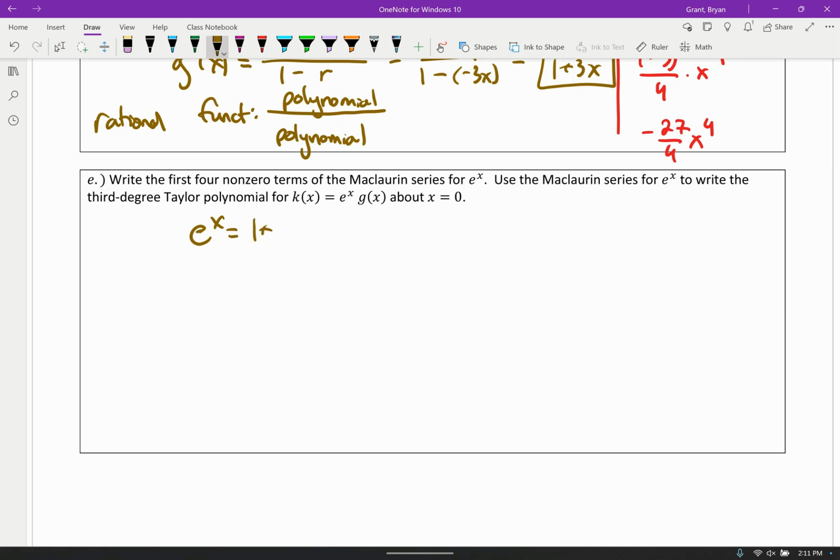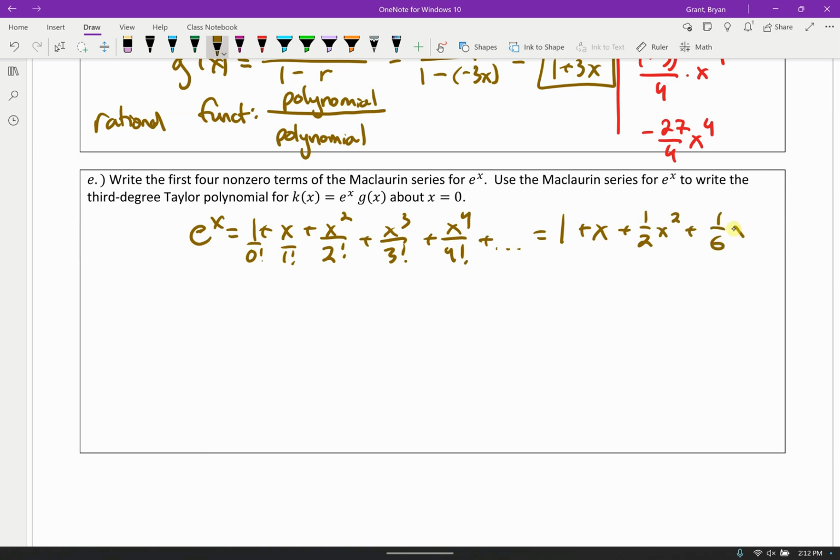Right? e to the x is 1 plus x plus x squared over 2 factorial, so technically over 0 factorial, 1 factorial, and so on and so forth. But it's a pretty easy one. And they wanted the first four non-zero terms, so I'll just put my plus at the end here. I think that would be 1 plus x plus 1 half x squared plus 1/6 x cubed. 1, 2, 3, 4 terms.